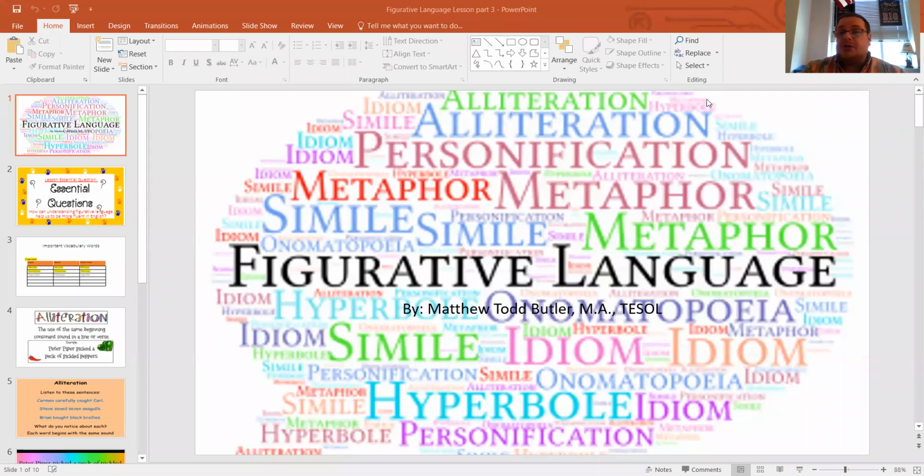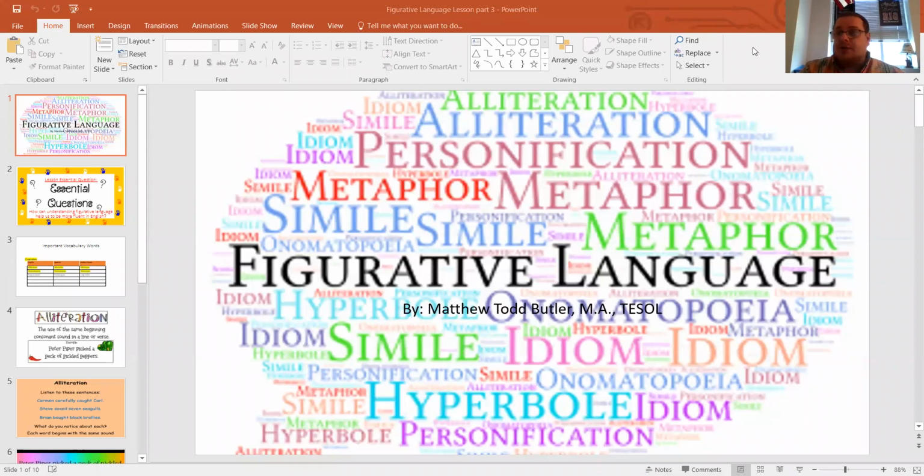Last week we talked about personification and idiom. This week we're going to talk about alliteration and onomatopoeia. Big words for a very simple concept. So I hope everybody had a nice week last week. Hope everybody has a good week this week. And away we go. So as we do our figurative language, this is our figurative language.